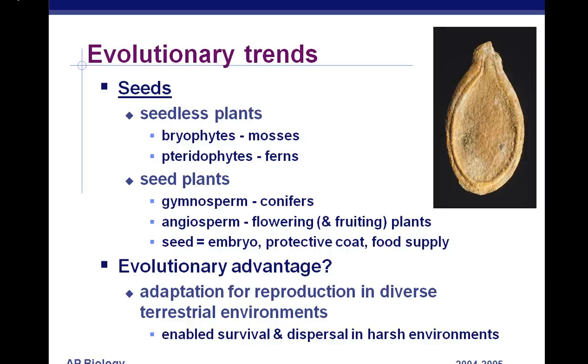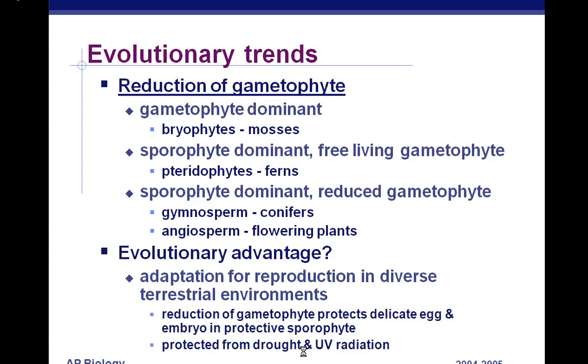And then the third trend, and you should be familiar with these trends in order, is seeds. The seedless plants are the bryophytes and pteridophytes. The seed plants are gymnosperms and angiosperms. They both produce seeds. The evolutionary advantage is that we have a food supply inside, and we have a tough coat for protection, and that's important for living on land.